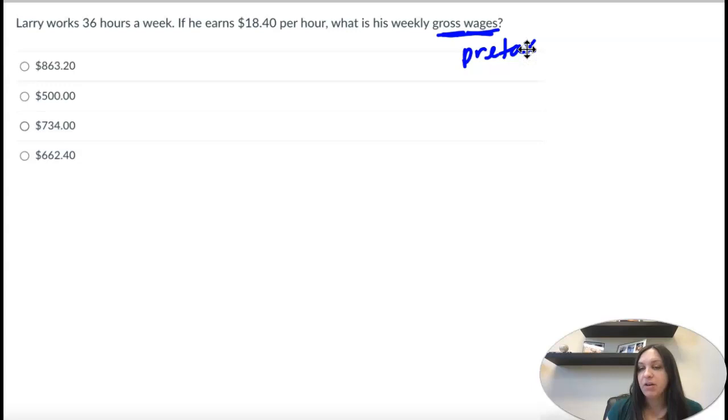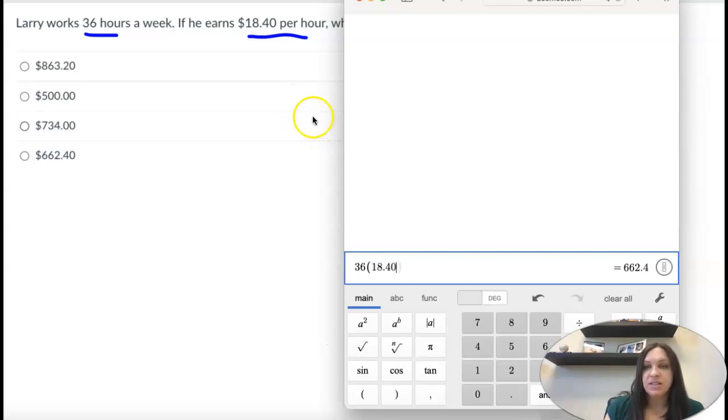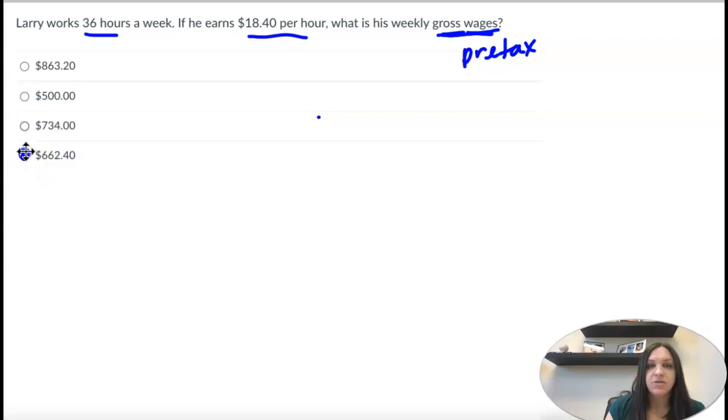Okay, so we're going to figure out how much he's earning, and then remember, when you work, you got to pay taxes. So 36 hours, and it's $18.40 per hour. So that means we just times those. So it ends up being $662.40 as his gross wages, but remember that's not what he's going to take home because he's going to pay taxes.